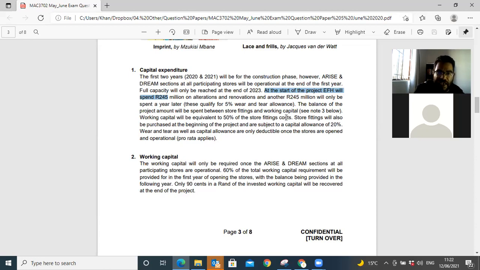Wear and tear as well as capital allowances are only deductible once the stores are opened and operational. So when are they open for operation? At the beginning of 2021. So we can only start depreciating from 2021. Very, very important.